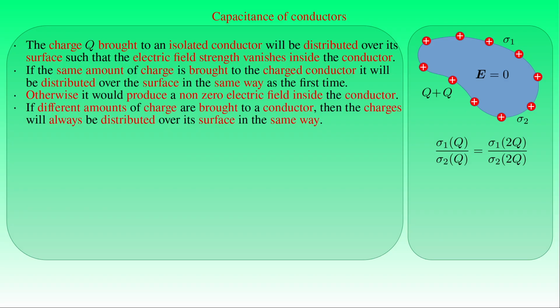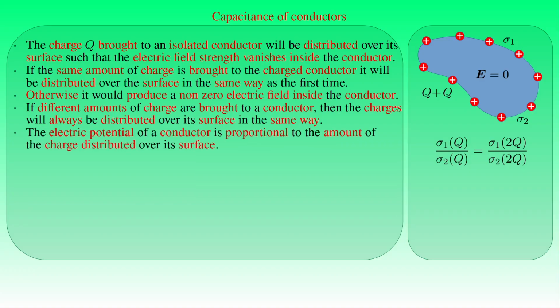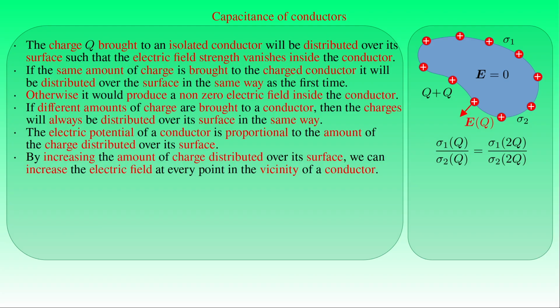As a result, we can assume that the electric potential of the conductor is proportional to the amount of electric charge distributed over its surface. Indeed, by increasing the amount of charge distributed over its surface, we can increase the electric field strength at every point in the vicinity of the conductor.